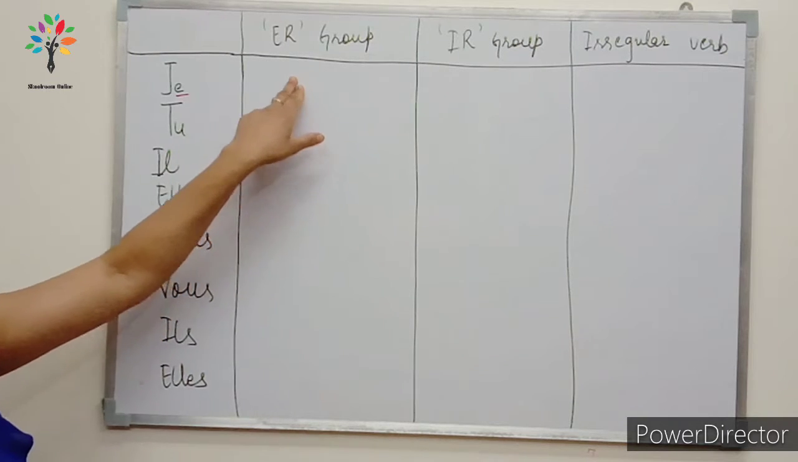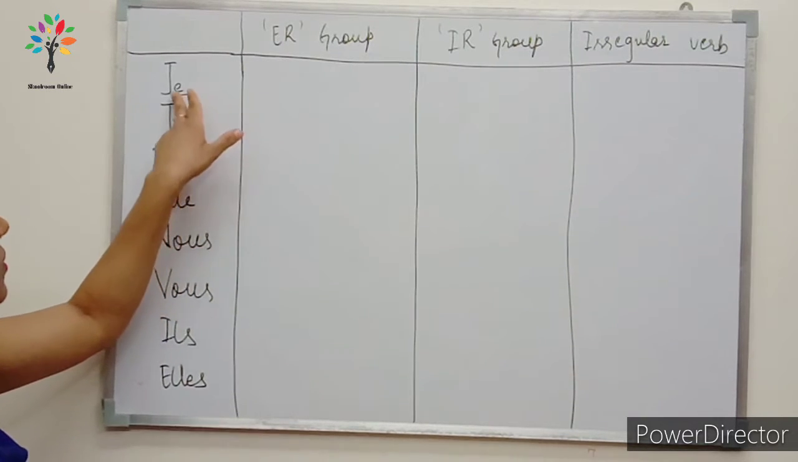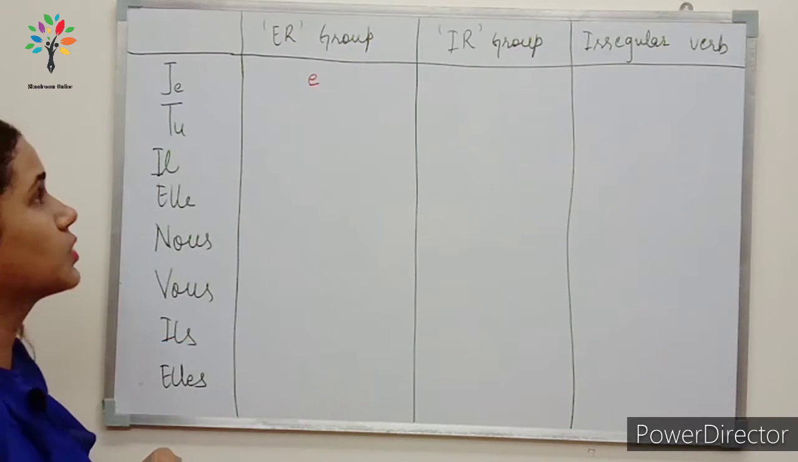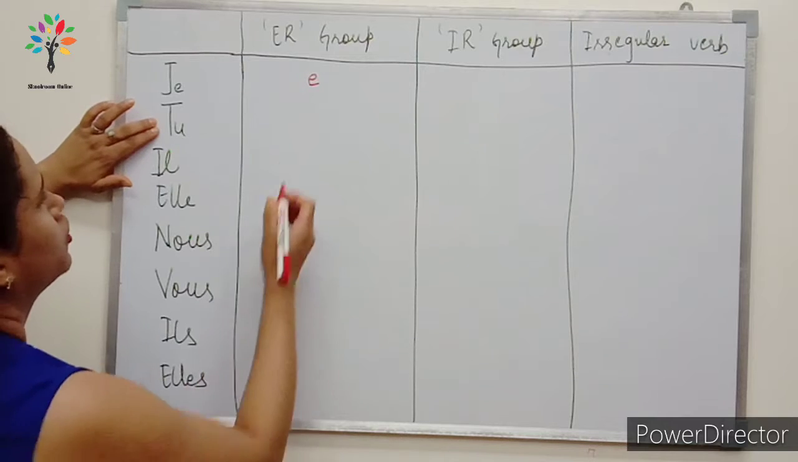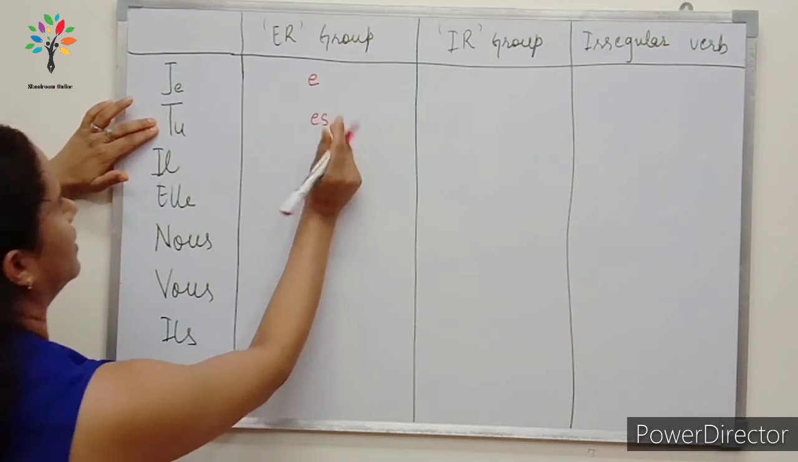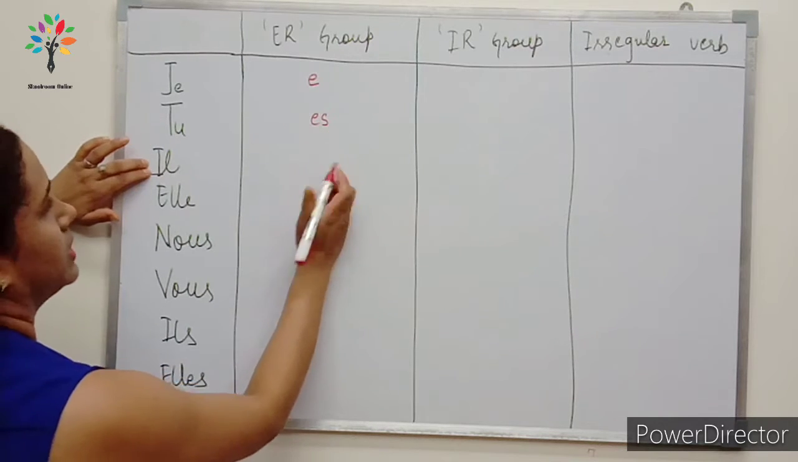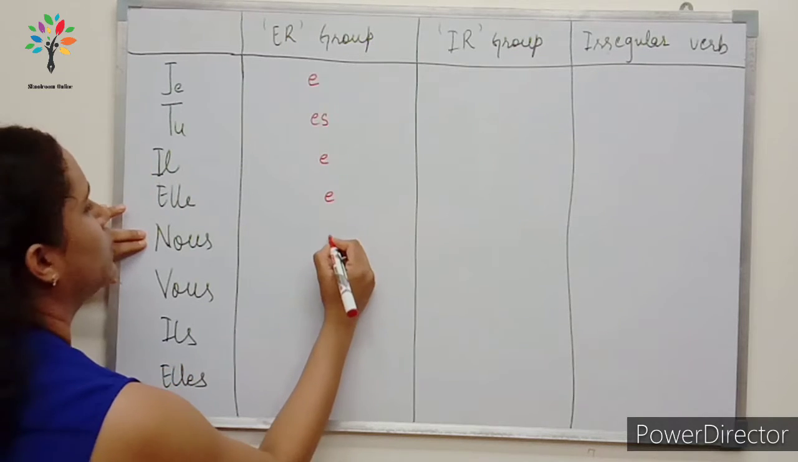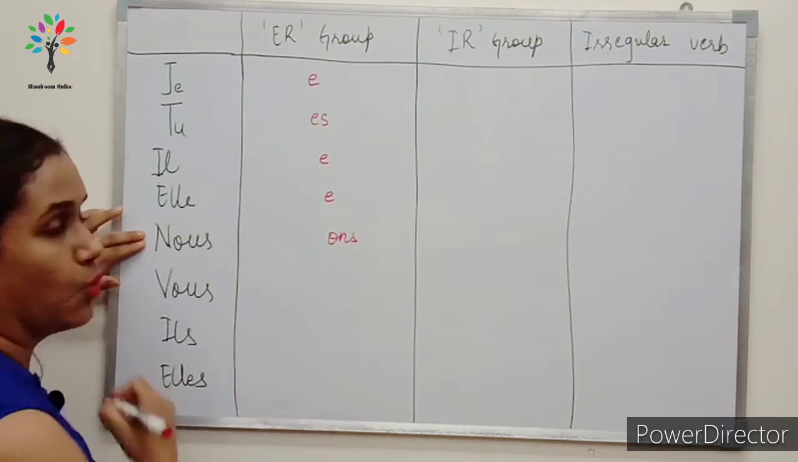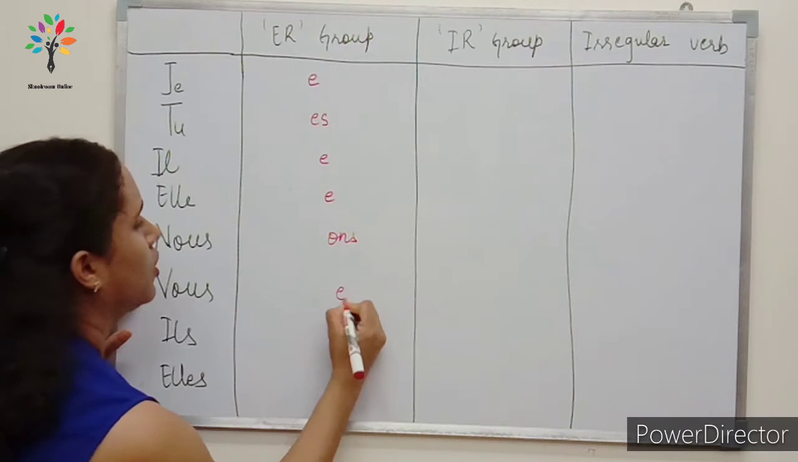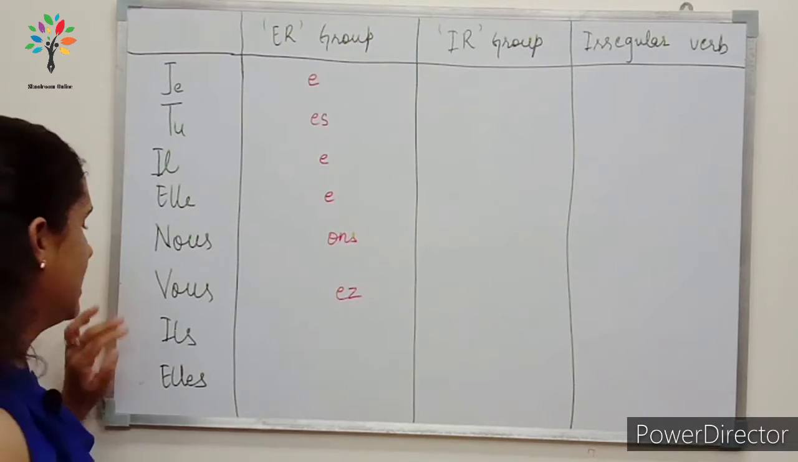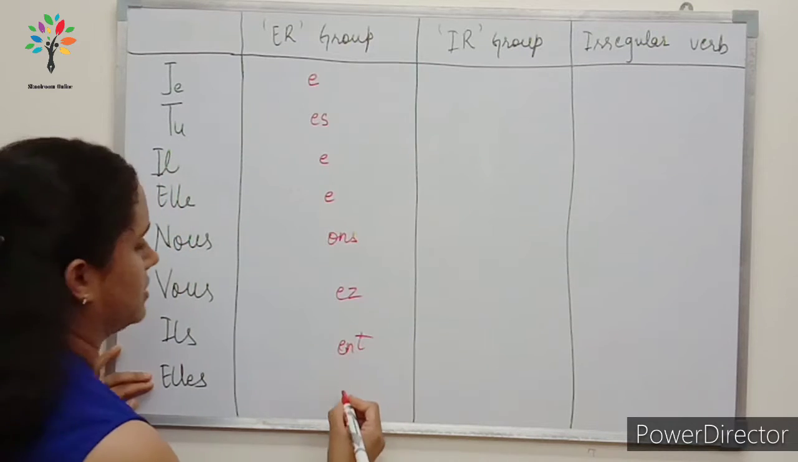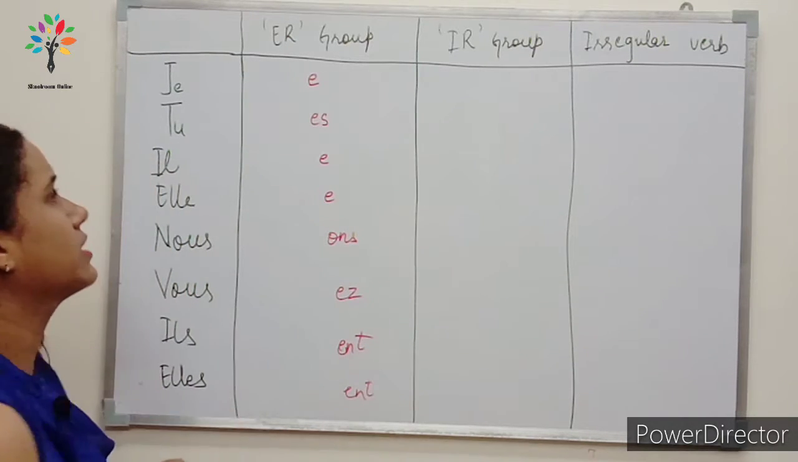So in the er group, with je, we use the ending e. In tu, we use the ending es. With il, elle, e. With nous, we use ons, and with vous, we use ez. Ils, ent, and elles, ent.